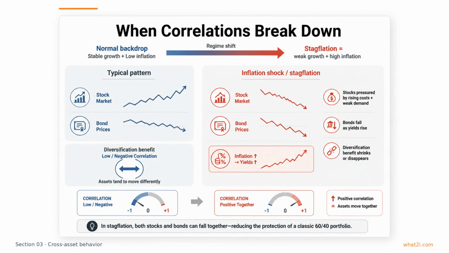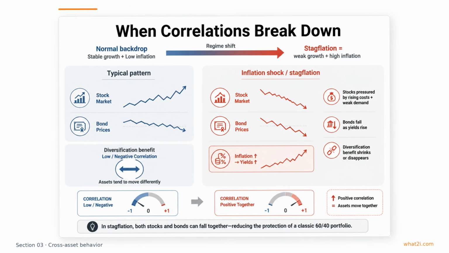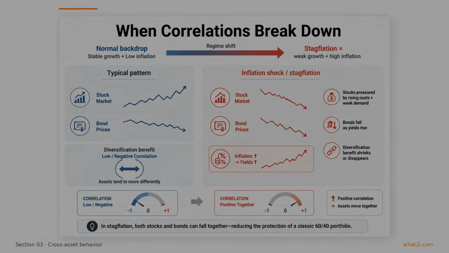That stock-bond relationship can break down when the macro backdrop changes, especially during inflation shocks. In a stagflation-like environment, inflation remains high while growth weakens, and that can hurt both asset classes at once. Bonds may fall because higher inflation pushes yields upward. Stocks may struggle because rising costs, tighter policy, and weaker demand all weigh on valuations and profits. In that setting, the usual diversification benefit from bonds can shrink or disappear. So the relationship between major asset classes is conditional on the regime, not fixed by definition.